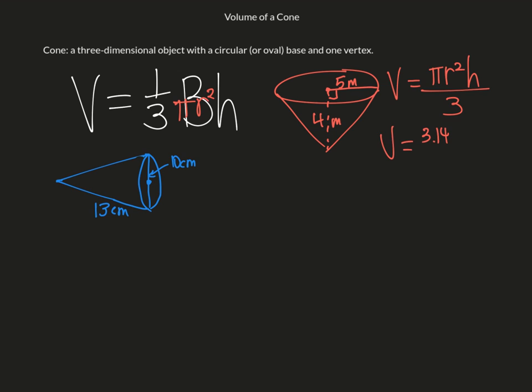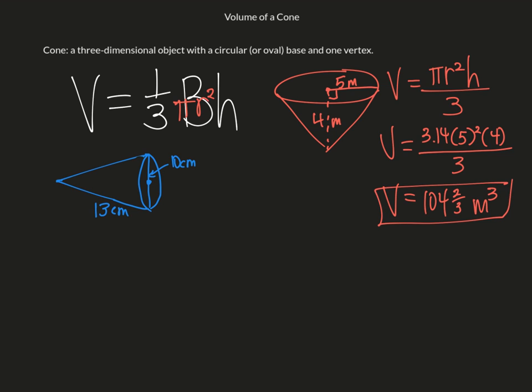3.14 times 5 squared, which will be 25, times 4. So really I can see that's 100. So already, mental math wise, I can see that the top is 314 divided by 3. And that comes out to be 104 2/3. That's 0.6 repeated. You could round it to 104.7, or 104.67 cubic meters. But why, when I can just write 2/3, right?